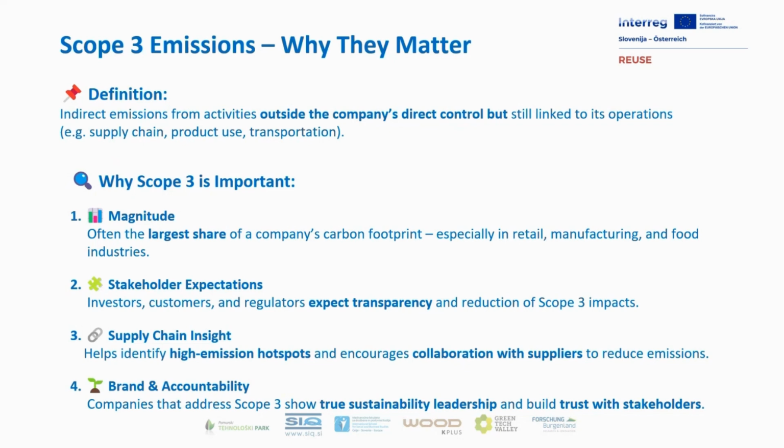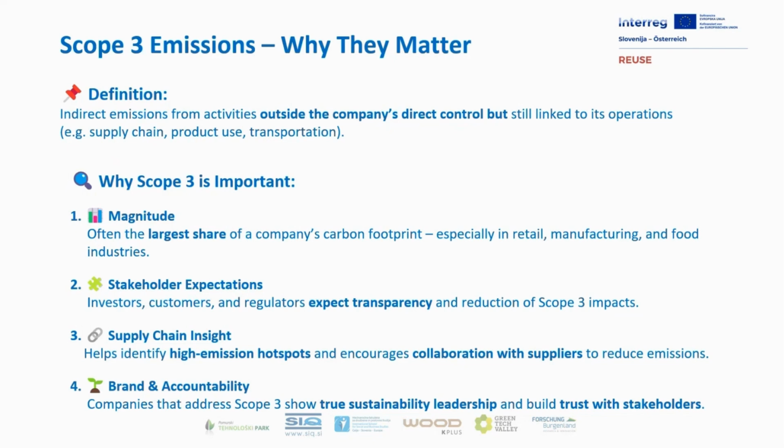These are emissions that come from activities the company doesn't own or directly control, but that are still connected to its business. So things like the production of raw materials, transportation by third parties, employee commuting, business travel, product use, and end-of-life disposal. For many companies, Scope 3 emissions represent the largest part of their total carbon footprint, especially in industries like retail, manufacturing, or food production, where supply chains are complex and global.